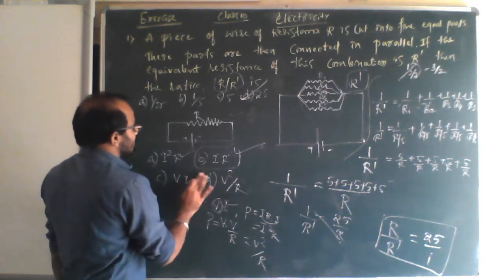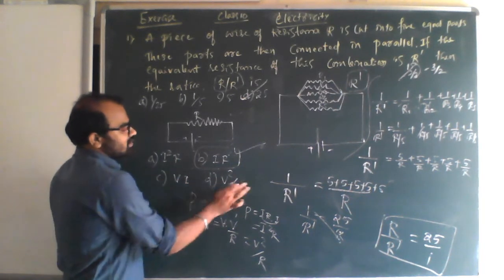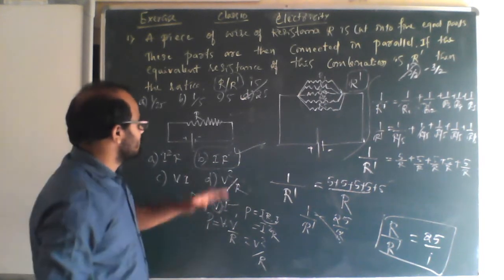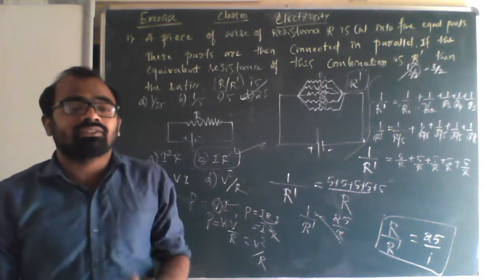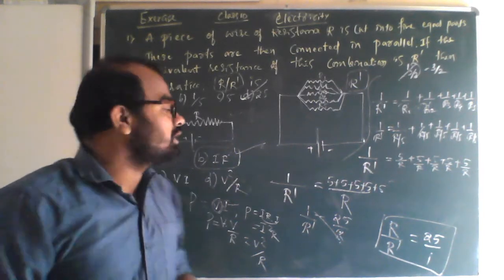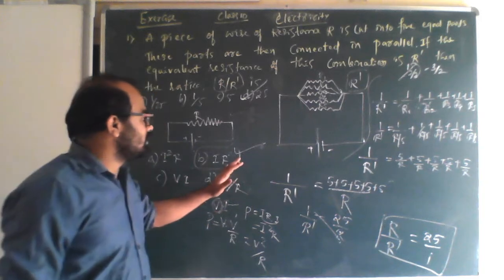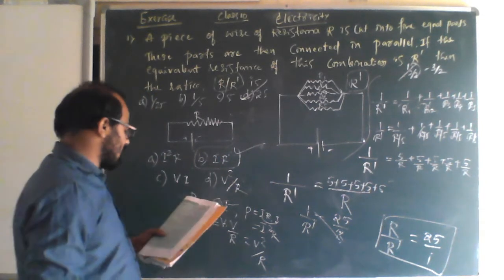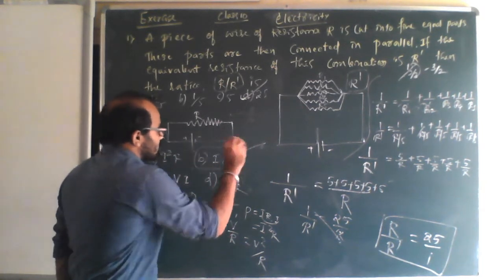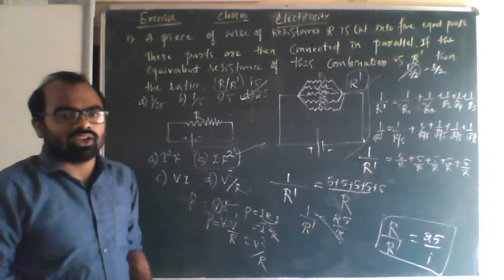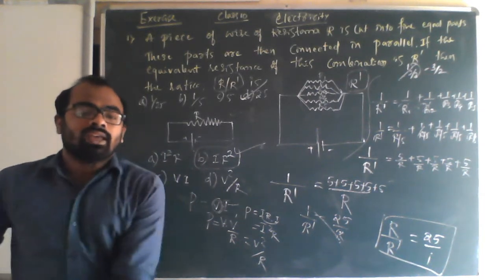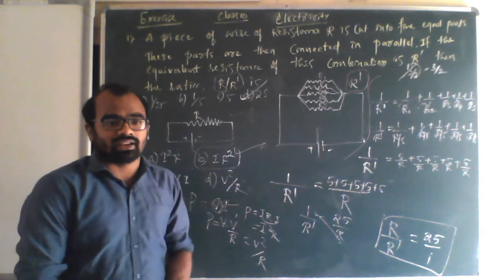So these three are formulas. These cannot be the answer. This is not a formula, that is why it does not represent the power. IR square is not the answer. Okay, I hope you all are getting these two answers correctly.